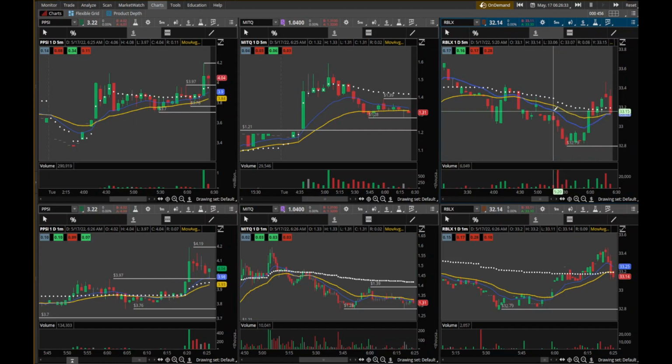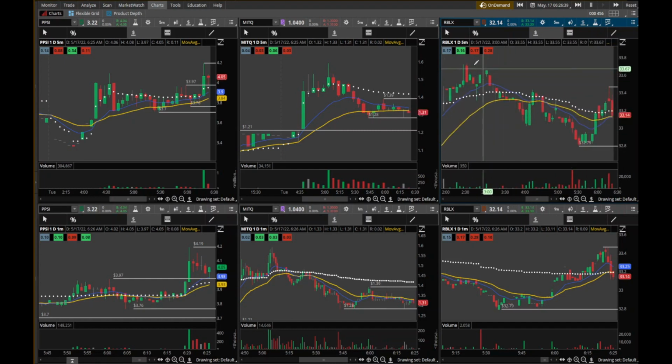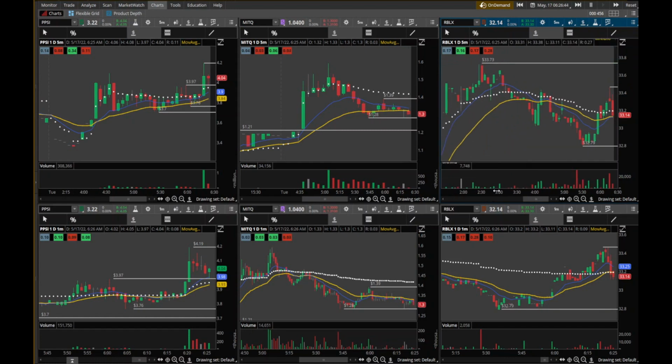If you recall, I traded Roblox the other day and did pretty well. I was pretty excited that it was the first time I'd ever traded Roblox. And you see here how PPSI just bounced off that level. Nice bounce off the pivot.